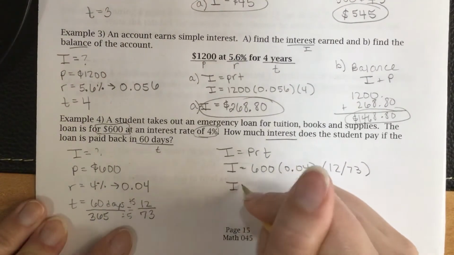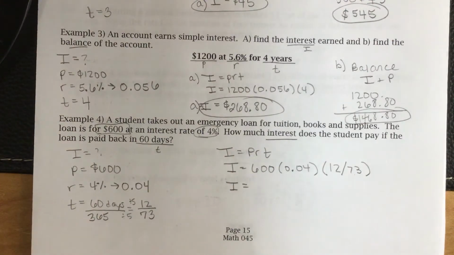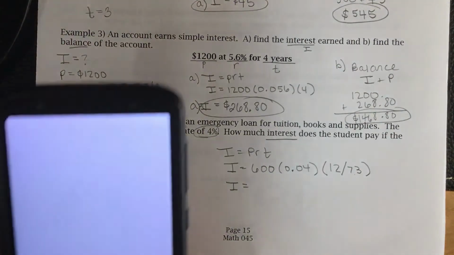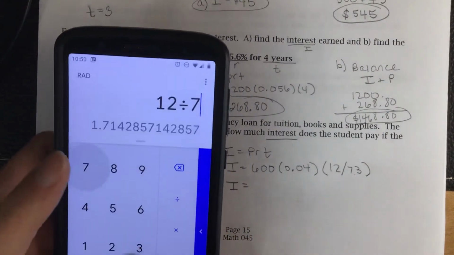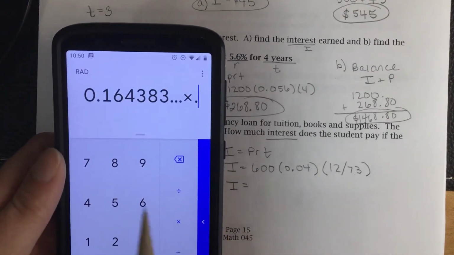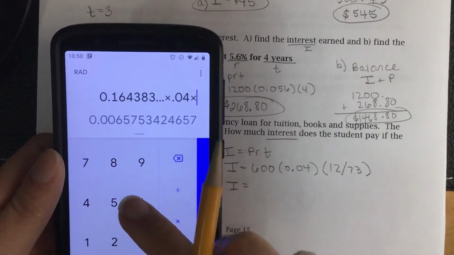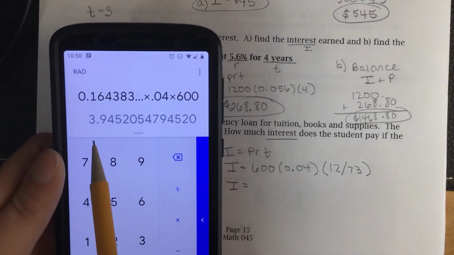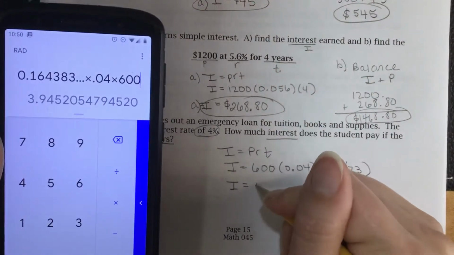And when I solve that, sometimes I would put this in the calculator first. So for example, if I was going to use my own phone, this is what I would be putting into my calculator. I would put in 12 divided by 73 to get this number first, and then multiply it by 0.04, then multiply it by 600, and now I have my answer, 3.945.